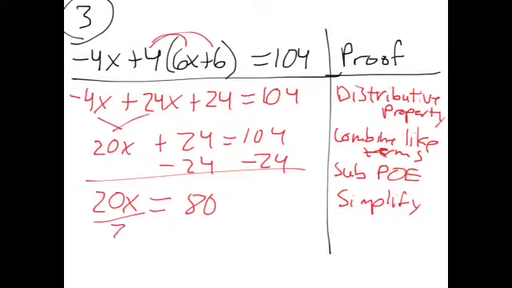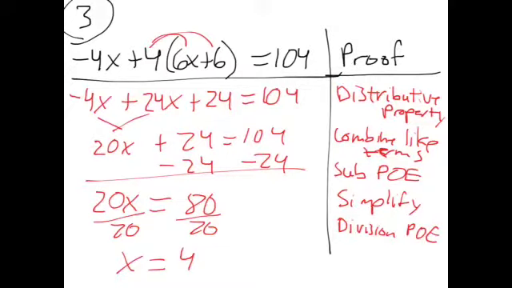And then now I just need to divide both sides by 20 to get x equals 4. So what lets me divide both sides is the division property of equality. And then the last step would be to simplify.